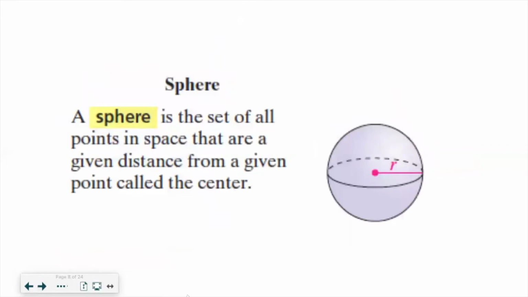A sphere is like a circle, but 3-dimensional. It has the same concept where you can have a radius from the center of that sphere to any place on the sphere, and it's the same distance from the center. So it is like a circle, but only 3-dimensional.